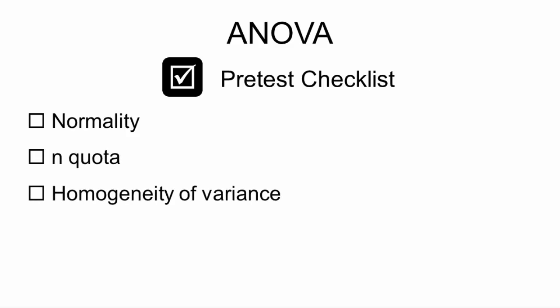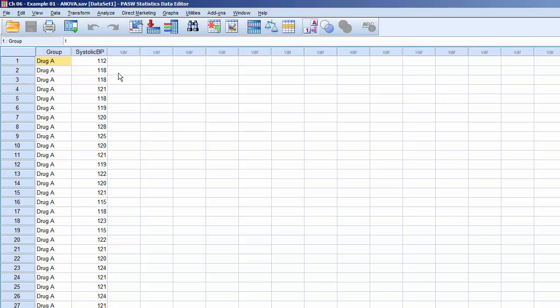The ANOVA test has three pre-test criteria: normality, N quota, and homogeneity of variance. We'll check for normality now. The other two will be processed when we run the ANOVA test. To check for normality, we need to order a histogram with normal curve for systolic BP for each group. We'll begin with Group 1, the group that got drug A.